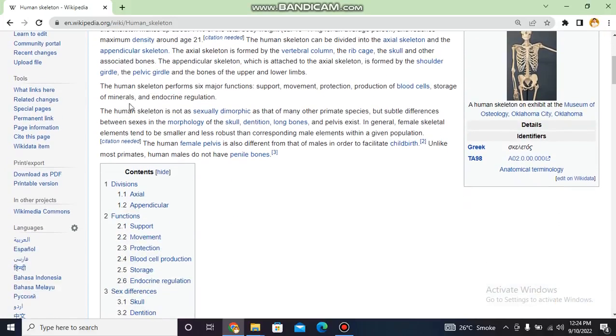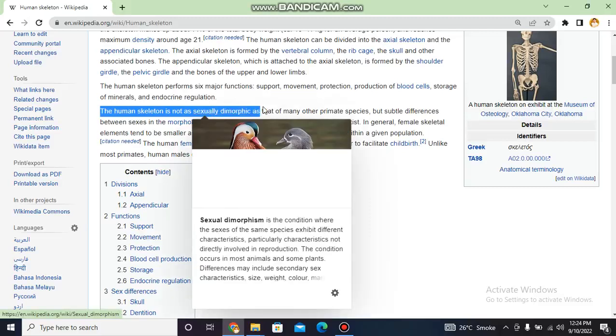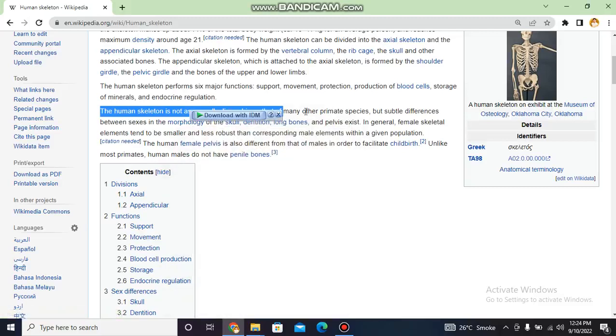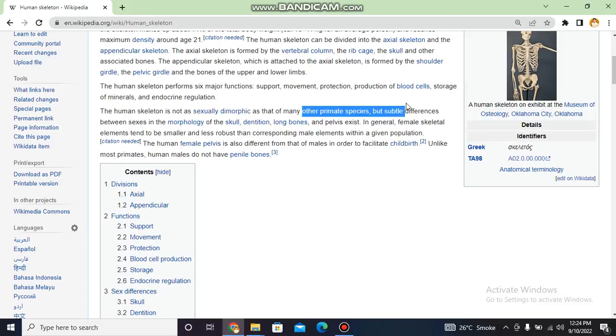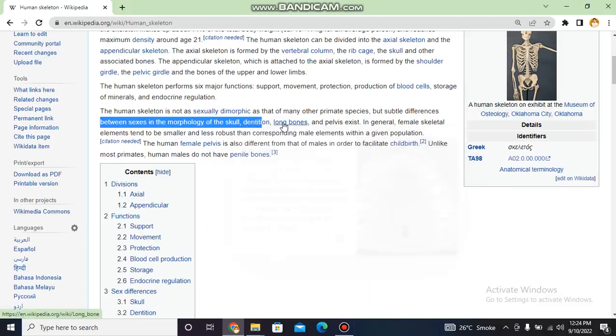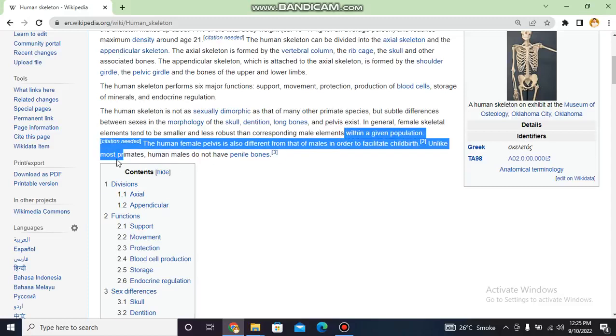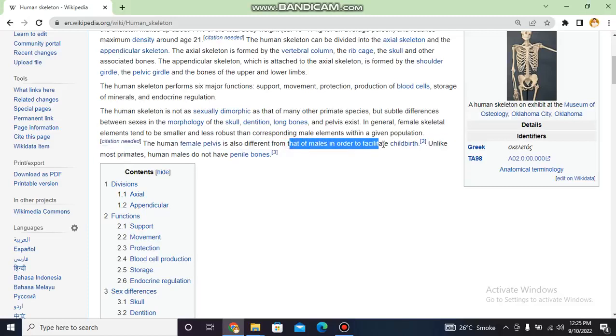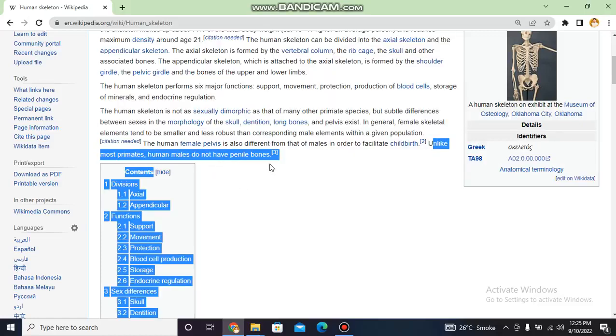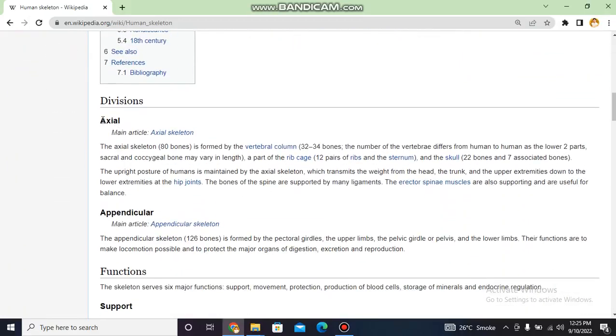The human skeleton is not sexually dimorphic as that of other primate species, but subtle differences between the sexes in the morphology of the skull, dentition, long bones, and pelvis exist. In general, female skeletal elements tend to be smaller and less robust than corresponding male elements within a given population. The human female pelvis is also different from that of the male in order to facilitate childbirth. Unlike most primates, human males do not have penile bones.